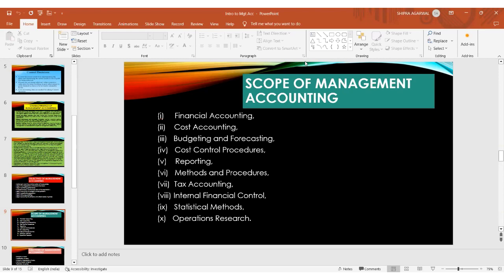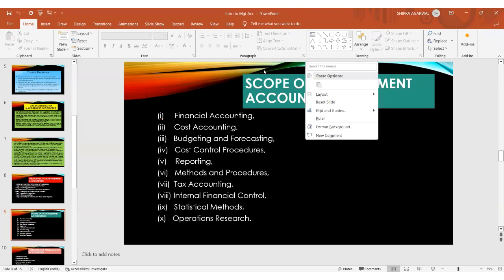Then we have statistical methods. As I told you, the information required by the management accounting department is presented in the form of tables, charts, graphs, or whatever way they want. So all this information, when it is presented in some form, that means we are using the statistical methods, right? And these statistical methods help us remember the information or study it in a better way.